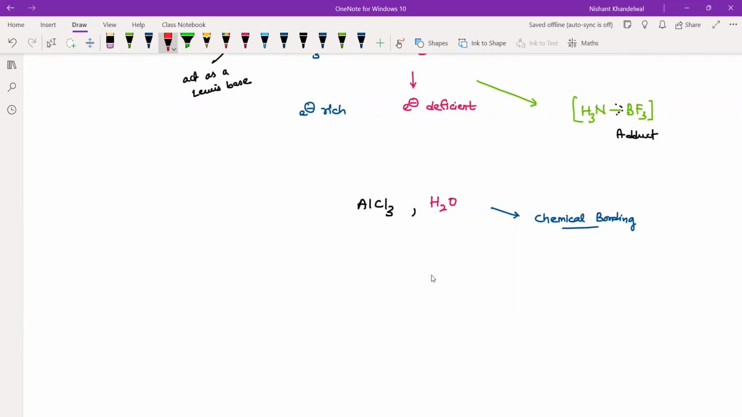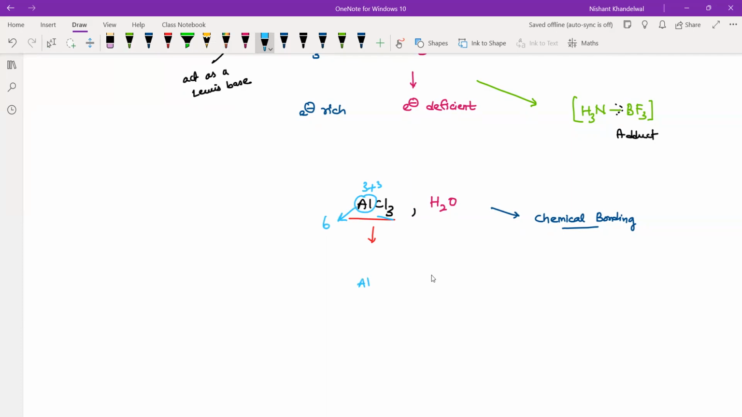Do you have any answer? Aluminium has 3, and chlorine has 7. So aluminium has 3 and chlorine has 7, and there are 3 chlorines. Getting 1 electron from each chlorine, 3 plus 3 is 6. So this aluminium will have 6, just like boron.